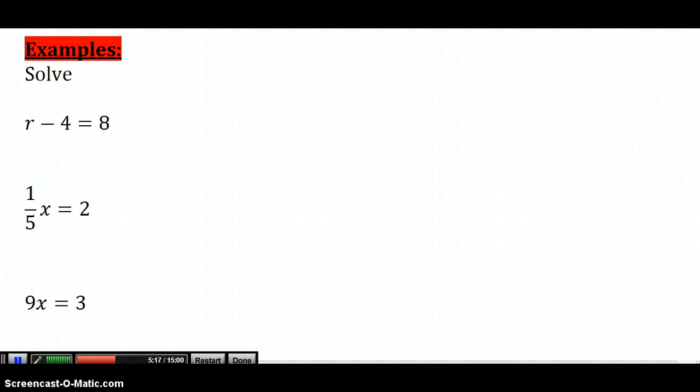I want you to go ahead and do these three in your notes. We have r minus 4 equals 8, 1/5 x equals 2, and 9x equals 3. I want you to solve for all these variables in your notes.